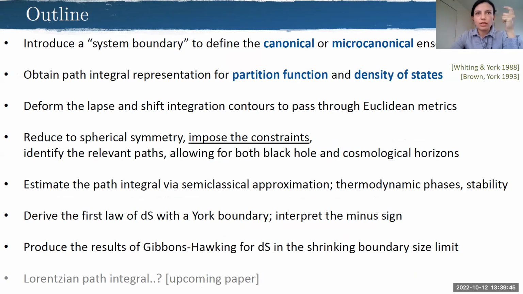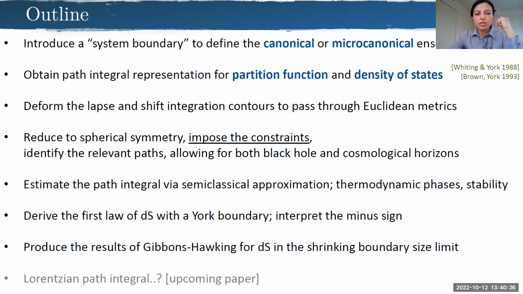So the starting point is not the de Sitter space or any other solution to the Einstein equation. Instead, we're going to start from defining an ensemble by specifying some boundary conditions on a boundary that will be the boundary of our system. Then we will obtain the path integral representation for either the partition function or the density of states. And then because we cannot, of course, calculate the path integral exactly in four-dimensional gravity, which is the focus of my talk, we should estimate the path integral.